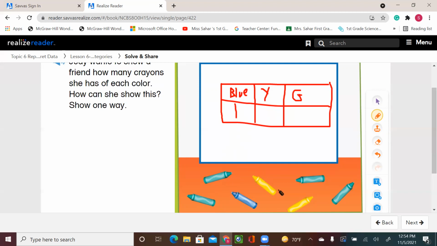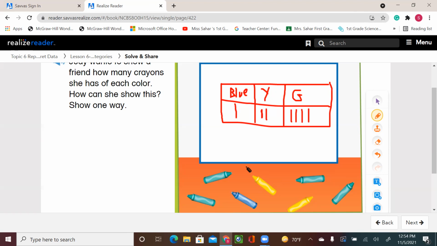Let's see the yellow. 1, 2. So I'm gonna write 2. I'm gonna put 2 marks or 2 tally marks because it's only 2 yellow. And then for green, I have 1, 2, 3, 4. I'm gonna put 4 straight lines to represent 4 pieces of green crayons.